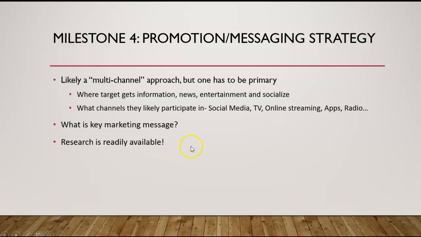So the last milestone is milestone 4, where we talk about our promotion and messaging strategy. By the way, that is very commonly mixed up for students between what is a promotion and messaging strategy and what's a distribution strategy, because they have this very similar feel to them. So I can see where it can be a little confusing, but you have to make sure we really understand what the purpose of each is.